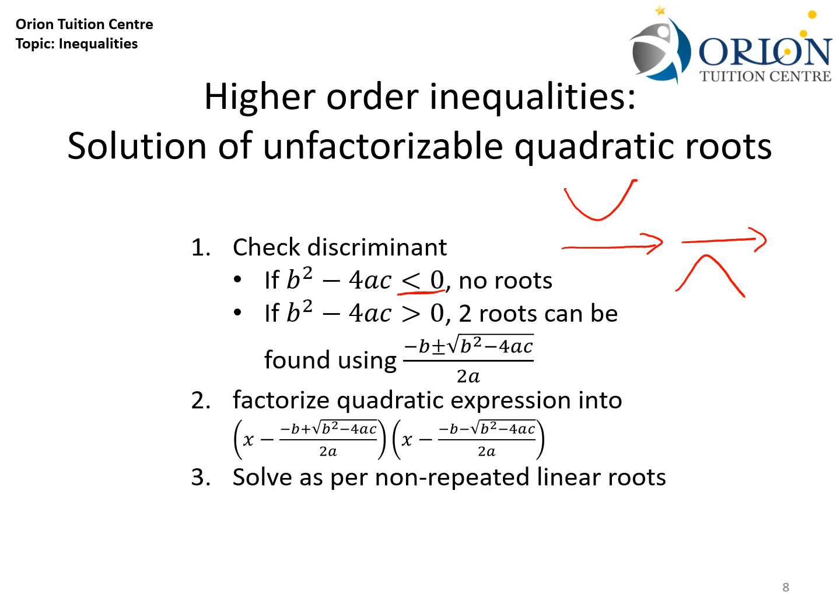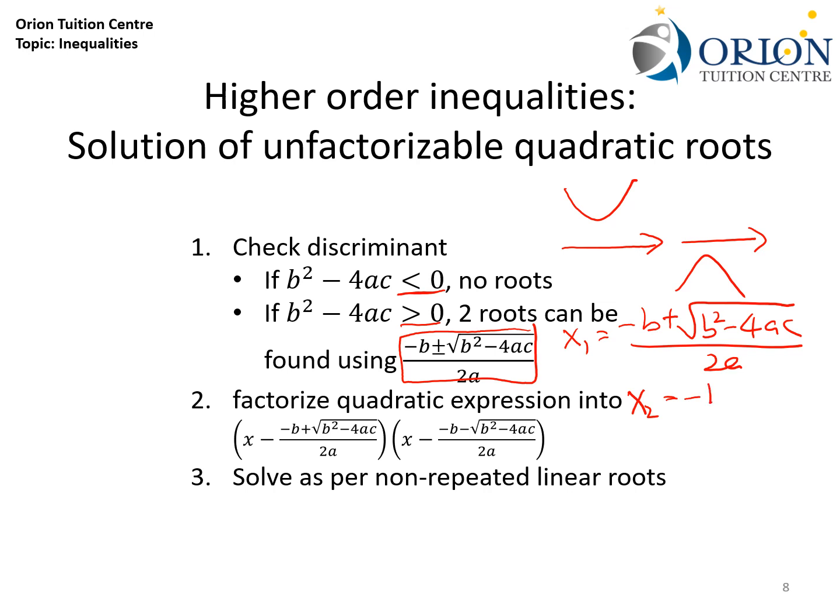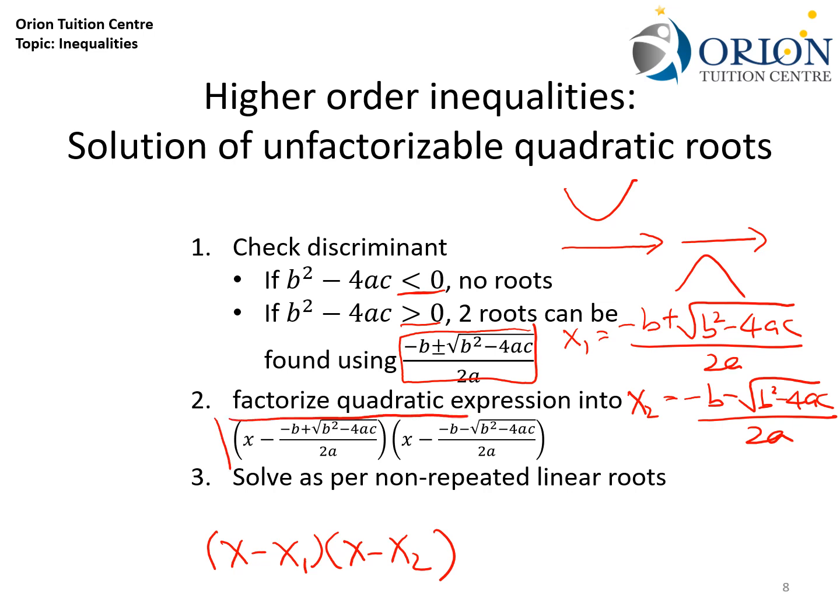However, if b squared minus 4ac is more than 0, we know that there will be two real roots, and the roots can be found using the quadratic formula over here. And therefore, we can say that the first root, if I name it as x1, will be (-b + square root of b squared minus 4ac) over 2a. And the second root will be x2 equals (-b - square root of b squared minus 4ac) over 2a. And with this, I will be able to factorize any quadratic expression into the form of (x - x1) times (x - x2), which is this form over here.